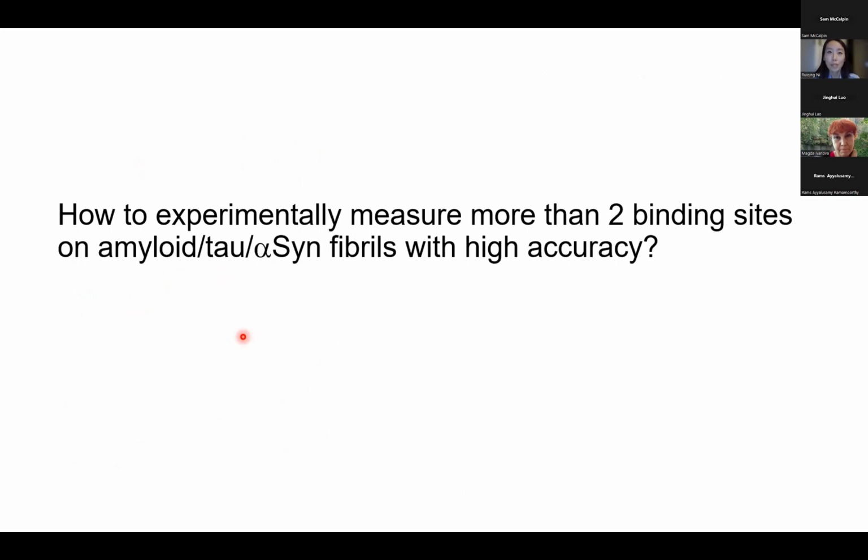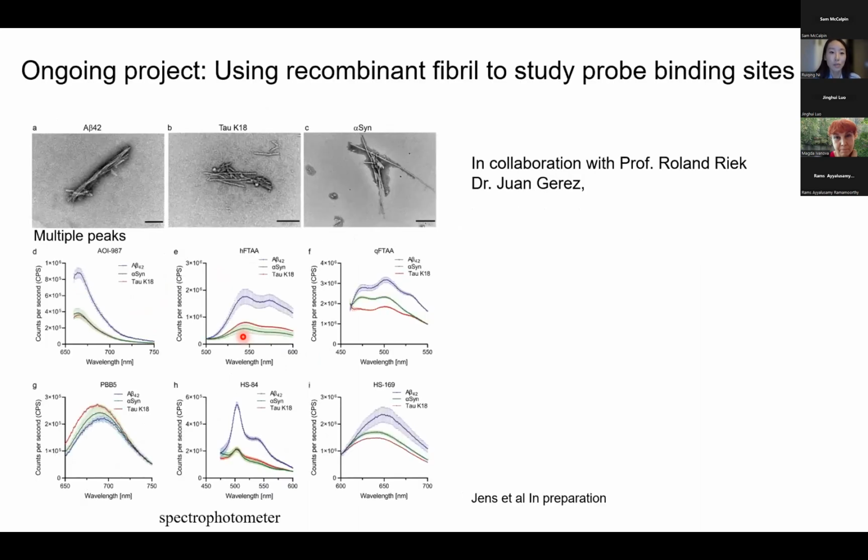Cryo-EM is of course really accurate. However, it's experimentally difficult. So for the ongoing project, in collaboration with Professor Roland Riek and Juan Gers, we use the recombinant fibrils to study probe binding sites using a high throughput method, the SPR, surface plasmon resonance method. We used A-beta, tau, and alpha-synuclein produced by Juan, and first studied the binding of different imaging probes on the different fibrils, and we can see that, for example, the HFTA shows multiple peaks, indicating potentially multiple binding sites.